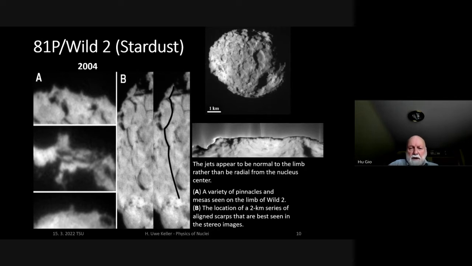We saw ridges and spikes going up, 200-meter high pillars and pinnacles. If you want to, you can see them here. Here again, the same pinnacle. You see ridges here and lots of crater-like pits, which are of course not craters, but they probably are formed by the activity.